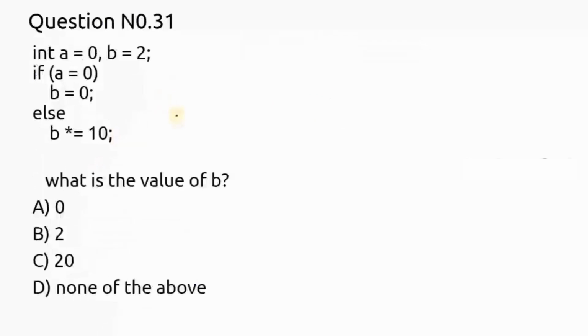Coming to question number 31. Here it is given int A equals 0, B equals 2. In if (A = 0), you need to observe that it's not double equals, it is single equals. That means it is the assignment operator. So if A = 0, the 0 will be assigned to A, that's it. It is not checking whether A equals 0, because it is not the relational operator. It is the assignment operator, single equals. So 0 will be assigned to A.